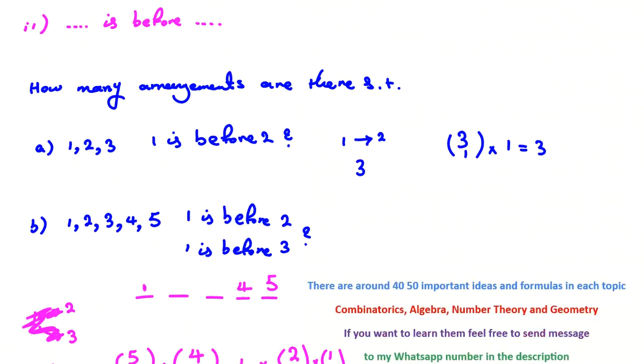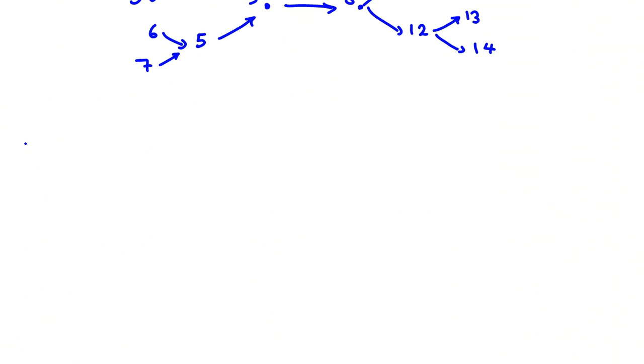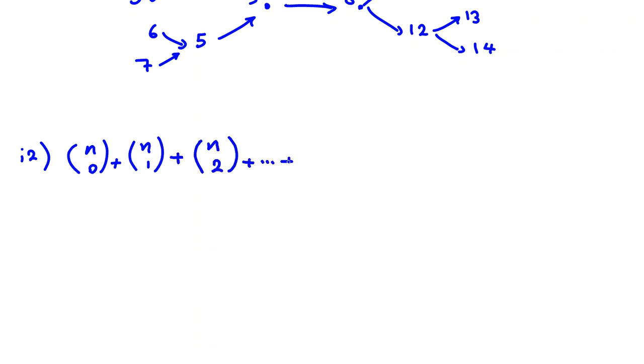So that was idea 1. Now let me tell you idea 2. For idea 2, we have n choose 0 plus n choose 1 plus n choose 2 up to n choose n. What is it equal to? Try first on your own.